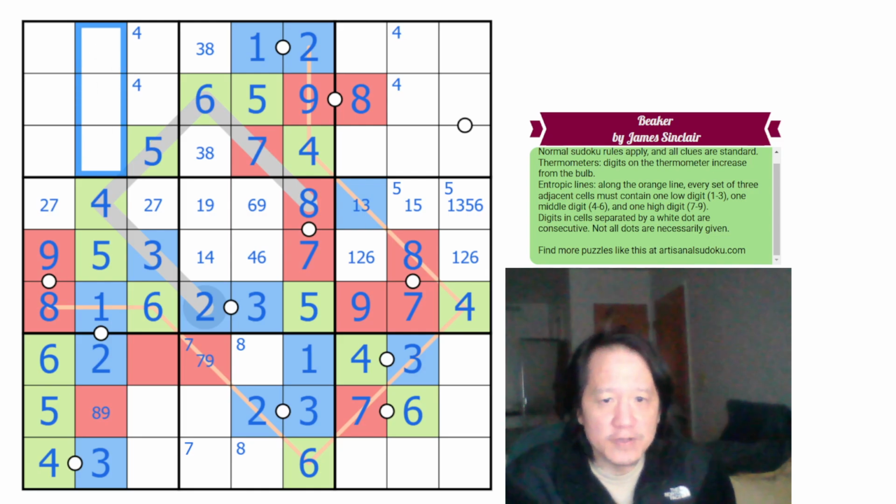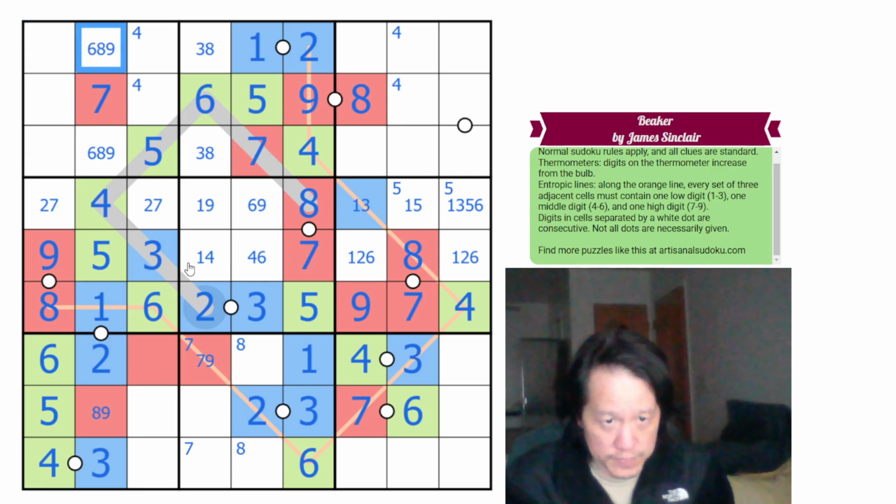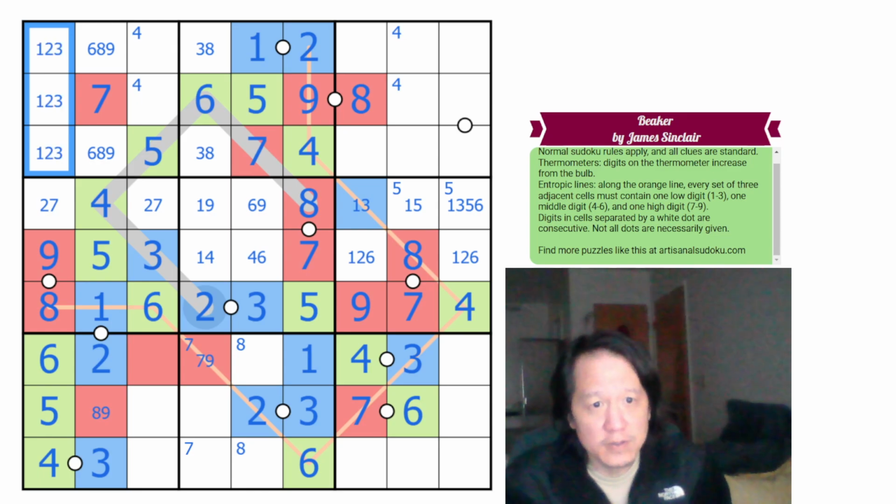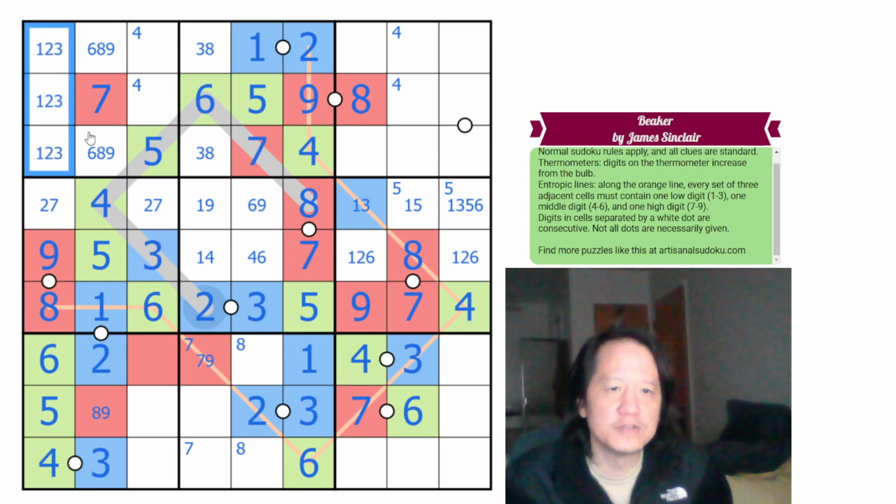Here we have 6, 7, 8, and 9, but this can't be 6 or 8 and 9, so it must be 7. So this is a high and it's 7. This can't be 7, this can't be 7. These have to be 1, 2, 3, and 7. But 7 cannot be any of these 3 because of this 7. Therefore, it's a 1, 2, 3 triplet in box 1 or column 1.